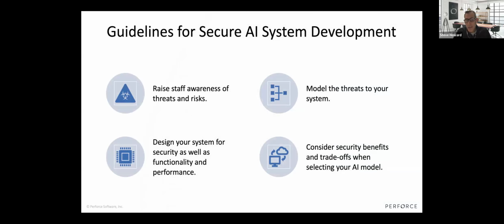So this was the thing of making sure that not only have we got the functionality and performance that we need, but we also have the security. And we should always consider the security benefits and trade-offs when selecting an AI model. Here's something that we're very aware of in terms of what we're looking at for our own tools: what are the security trade-offs when we're using different models?